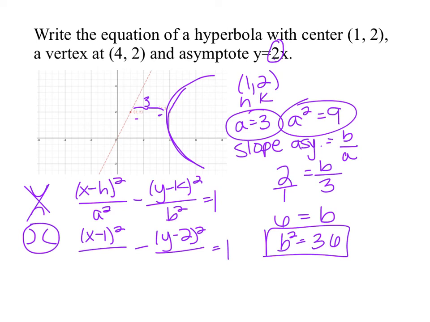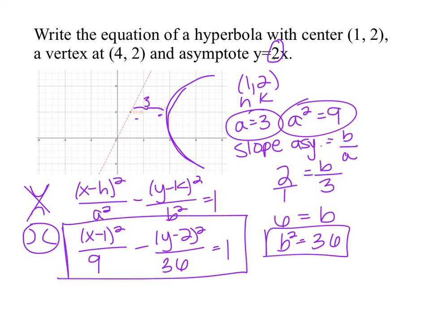So since we have a squared and b squared, (x minus 1) squared over 9, (y minus 2) squared over 36. Now remember, on hyperbolas, a squared isn't necessarily bigger than b squared. A squared always comes first. And we know this is opening right and left because a squared is under the x. If it was opening the other way, (y minus k) squared would come first. So here's our equation for this function.